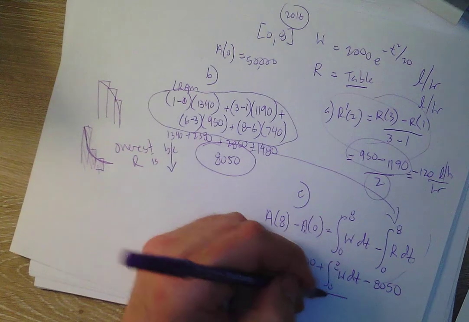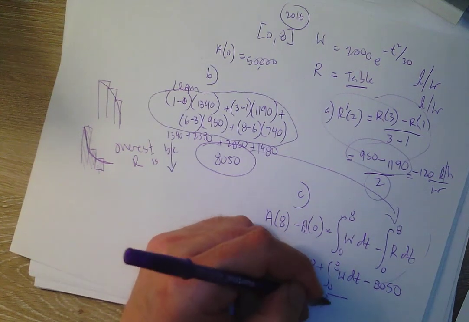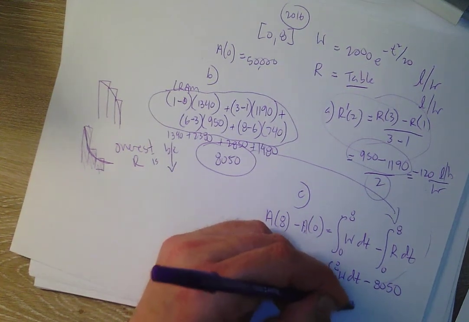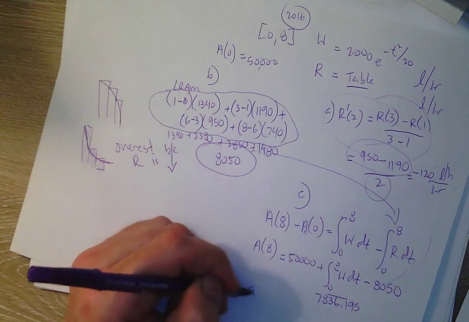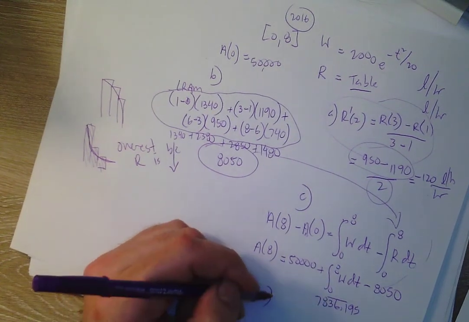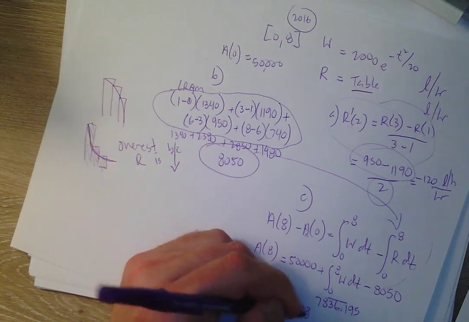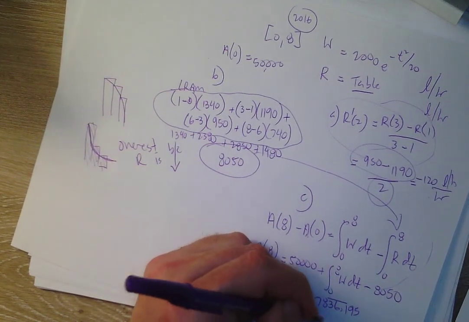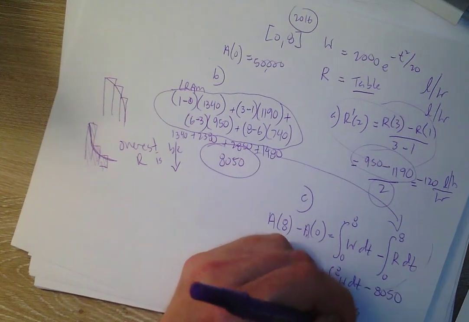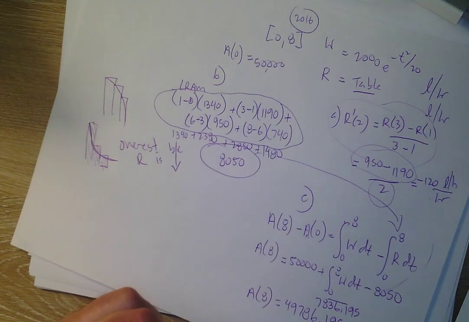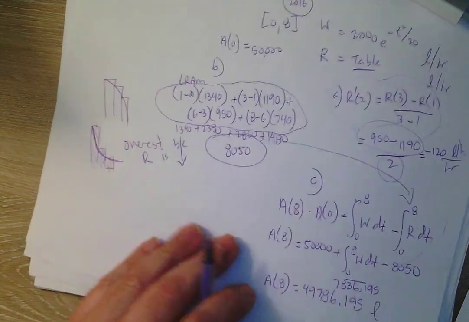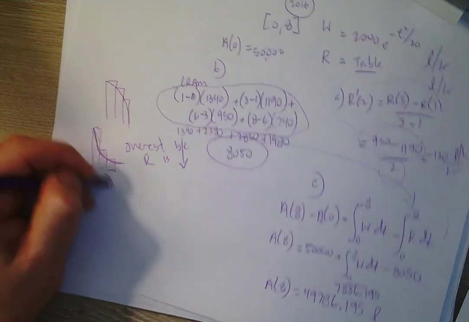When I did this integral on my calculator, I got 7836.195. And so I got that A of 8 would be 49786.195 liters at time equal to 8. Yeah, no justification needed.